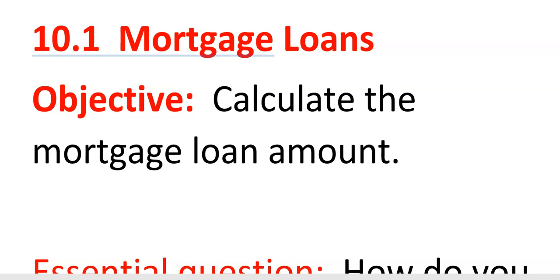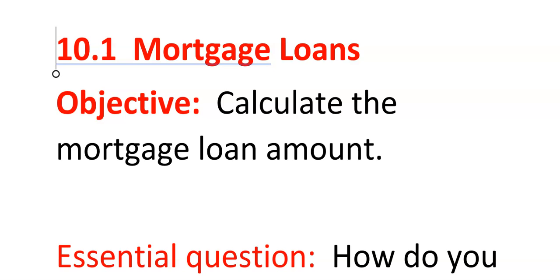10.1 mortgage loans. So we are looking at housing in chapter 10. We're looking at figuring out the down payment and how much would be left for the loan. Today's assignment is not hard. It's kind of like buying something on sale, or if you bought a refrigerator somewhere and had to pay a down payment, and then you'd have to figure out how much is left to pay. So basically, it's really, really basic today.